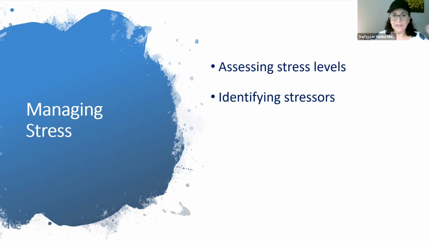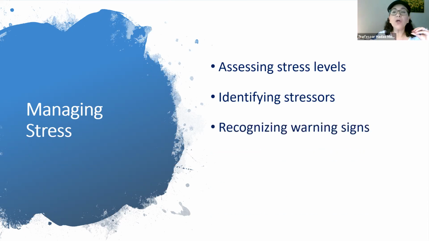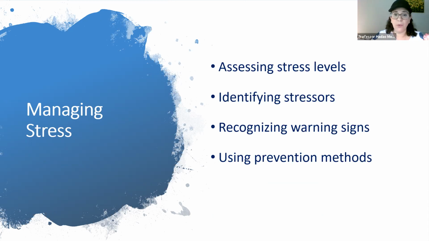So: assessing your stress level, identifying the stress triggers, and identifying your warning signs. Sometimes there are physical and emotional signs that we experience when we are stressed, very often not linking them to the fact that we are very stressed. It's important to recognize them so that, in the future, when you experience those signs, you step back and manage your stress. The last thing is, of course, to commit to one or two prevention methods that work for you. We're going to discuss some of them in a little bit.